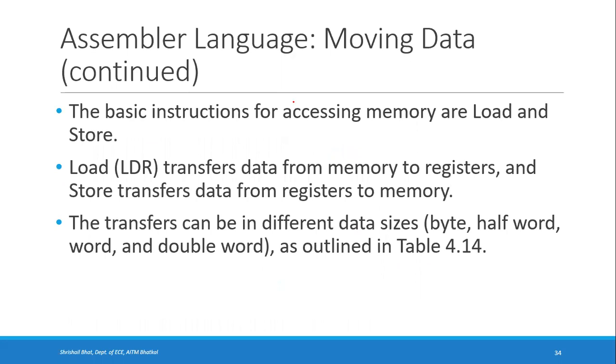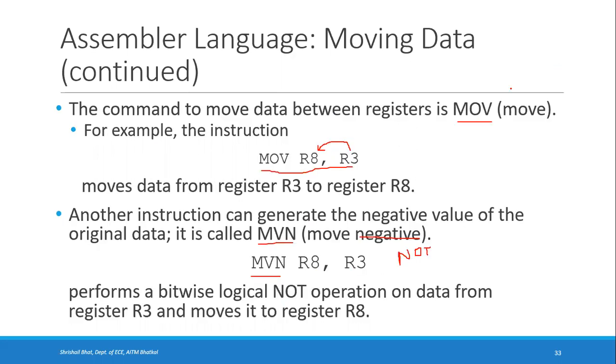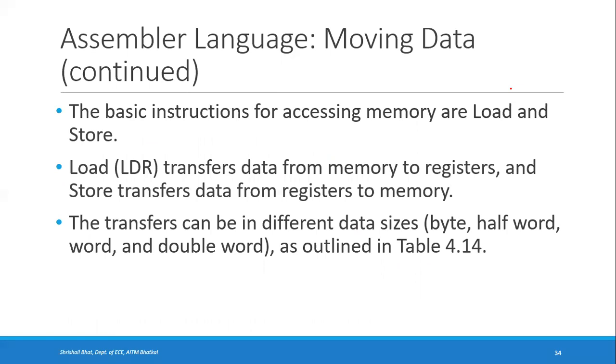The basic instructions for accessing. This is about the move instruction, that is for data transfer between two registers. For data transfer between memory and registers, we use load and store instructions. The load instruction is LDR, the store instruction is STR.